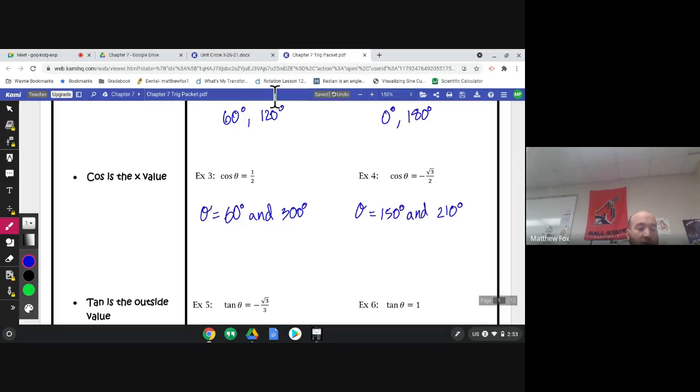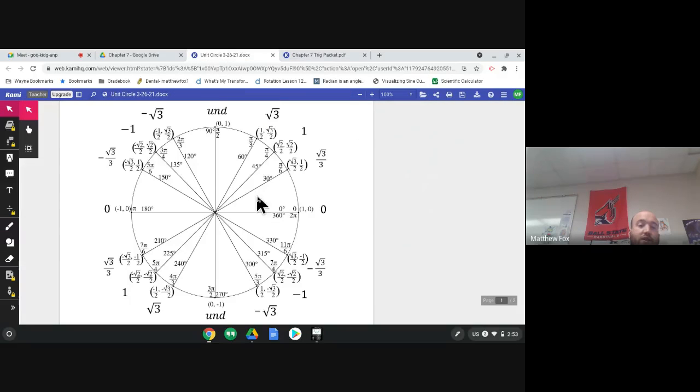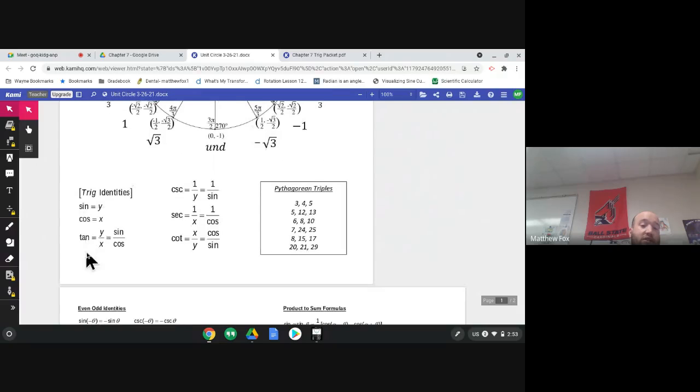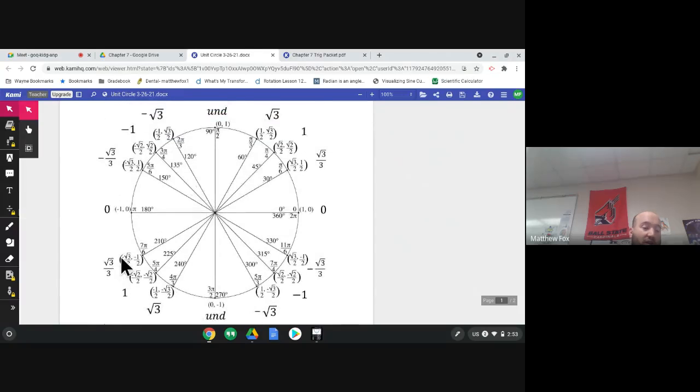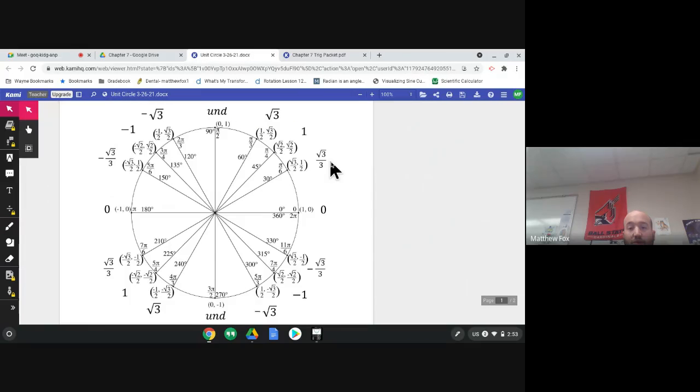Okay, so now the final one, tangent. This is our value. When I say on the outside, I mean on the circle. We wrote them around the edge. If you're forgetting, remember tangent is y divided by x, or it's the sine divided by cosine. Okay, so we go back here, and I think the first one, let's see, what does it say? Negative square root of 3 over 3. So we look here with square root of 3 over 3. That's going to come over here.